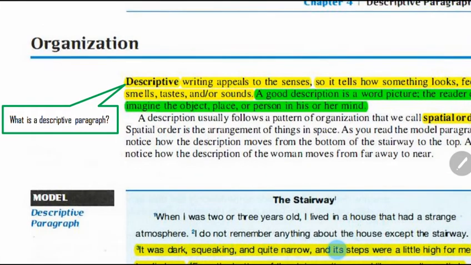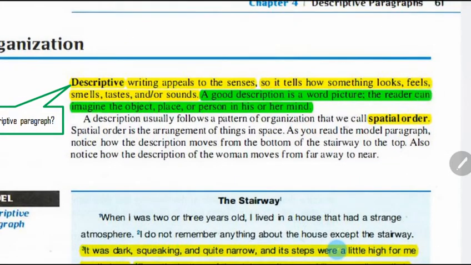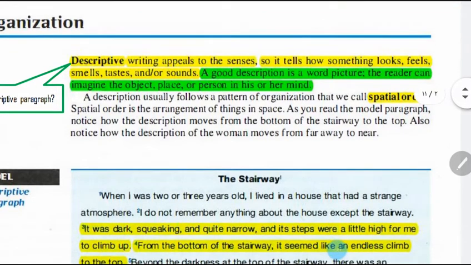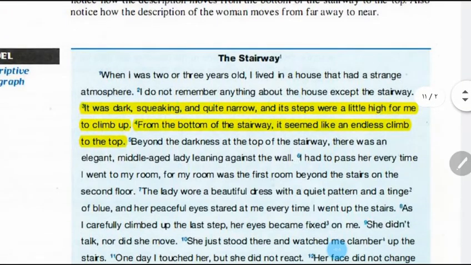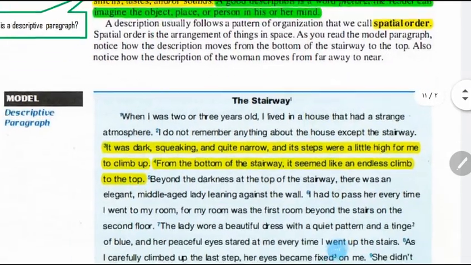Descriptive writing appeals to the senses. That means it tells how something looks, feels, smells, tastes, and/or sounds. A good description is a word picture. The reader can imagine the object, place, or person in his or her mind. So when you describe something, you give the reader an idea about how to imagine these things, whether it is a person or a thing. Here we have an example of a descriptive paragraph.